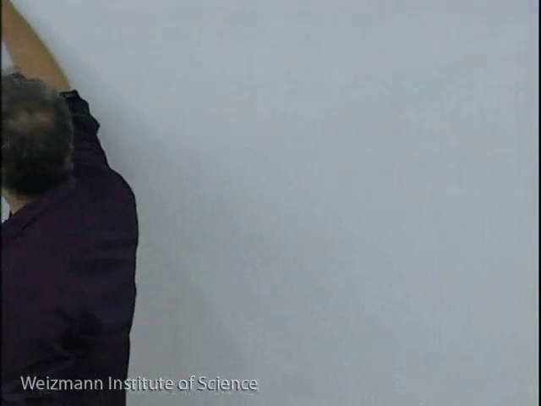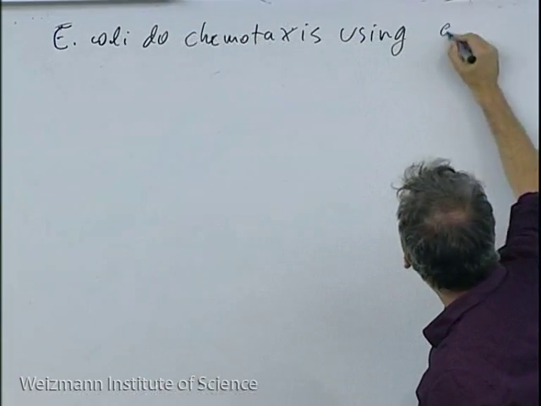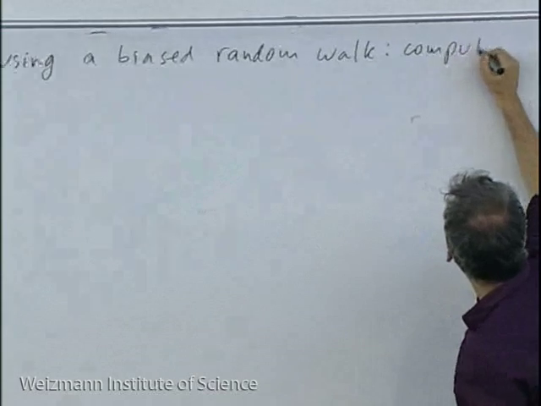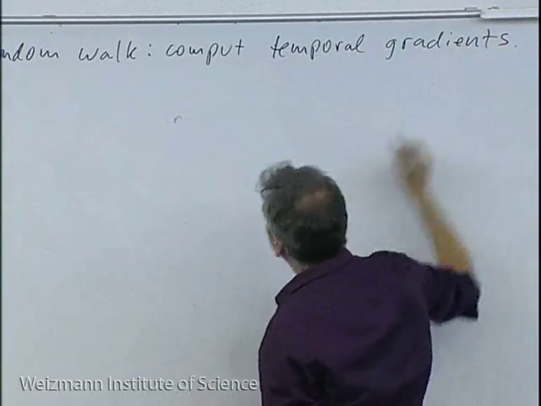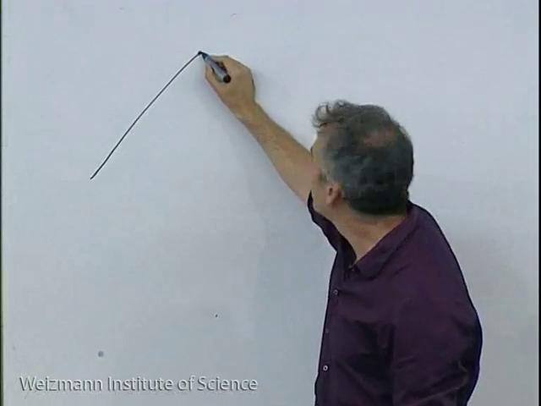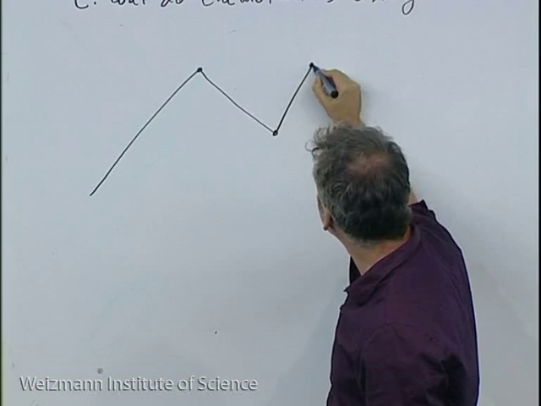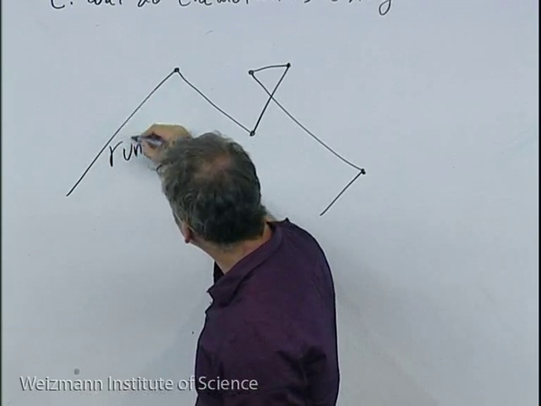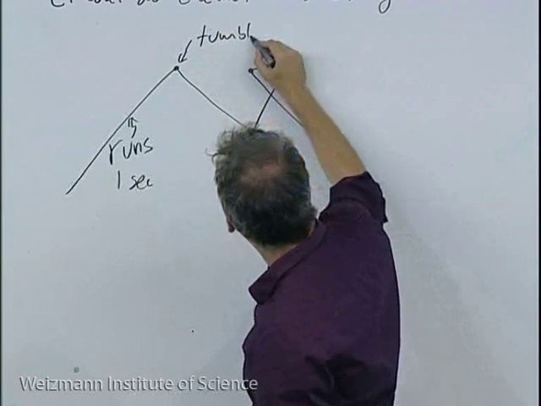So E. coli do chemotaxis using a biased random walk. They actually compute temporal gradients. So if you look under the microscope at individual E. coli cells, what you see is them swimming for about a second, then stopping for about 1/10 of a second, then swimming in a new direction, then tumbling, swimming in a new direction, tumbling. Doing a random walk. These straight parts are called runs. They last about 1 second on average. They have an exponential distribution of length. And these changes of direction are called tumbles. They last about 1/10 of a second.